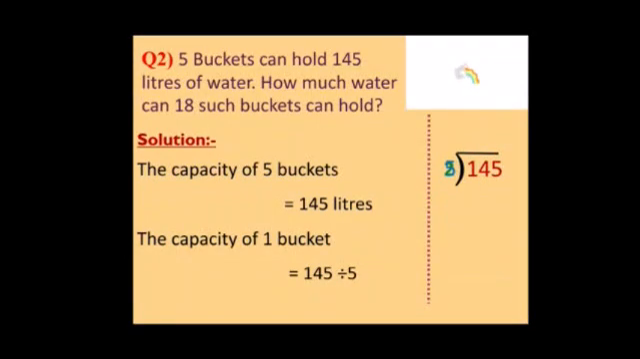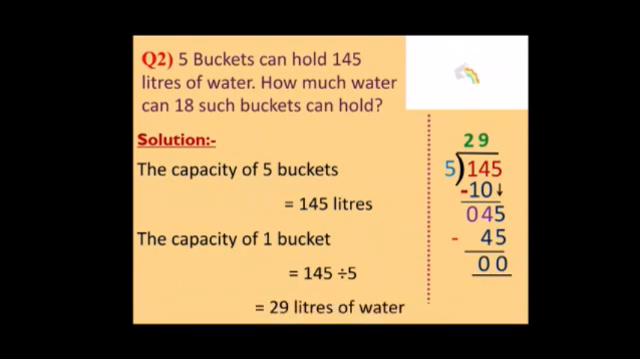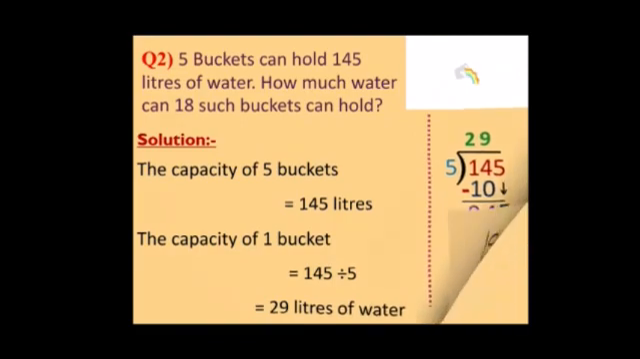So we know that 5 twos are 10. So here 4 minus 0 will be 4. Then 1 minus 1 will be 0. Then we will bring down 5 here. So here 45. So 5 nines are 45. The 45 minus 45 will be 0. So 29 liters of water. So the capacity of one bucket is equal to 29 liters of water.